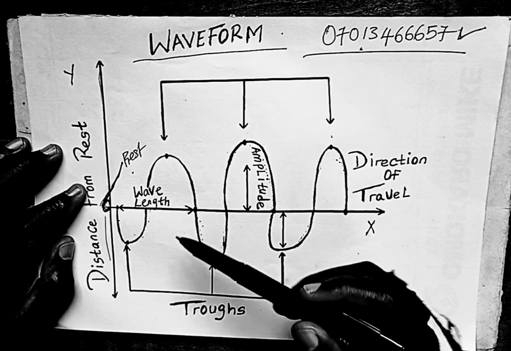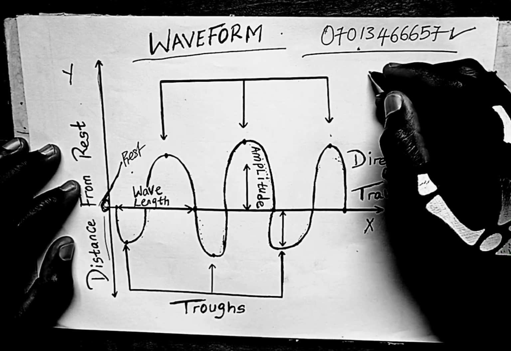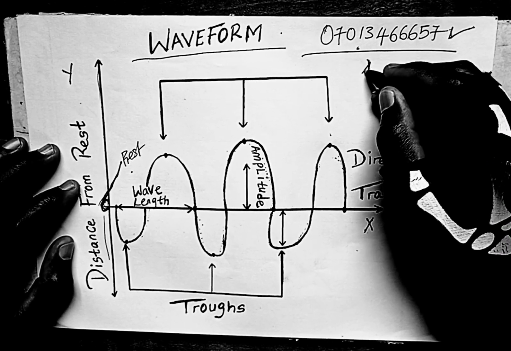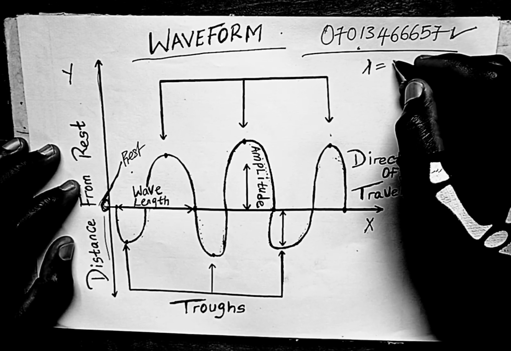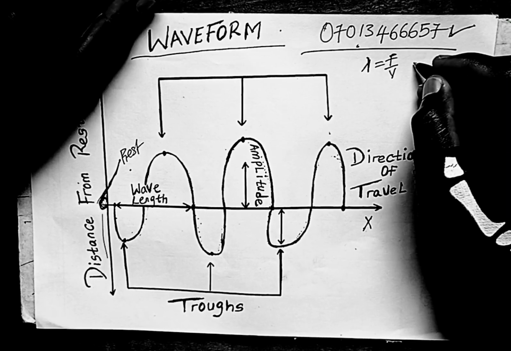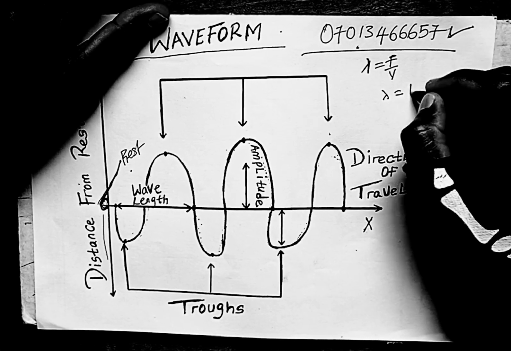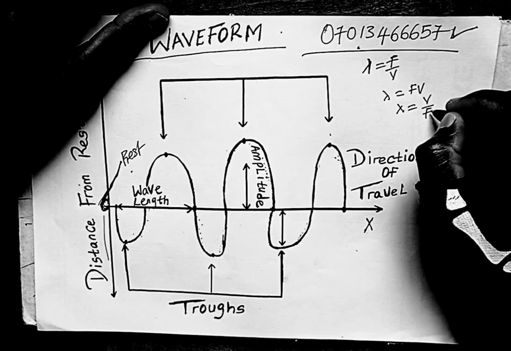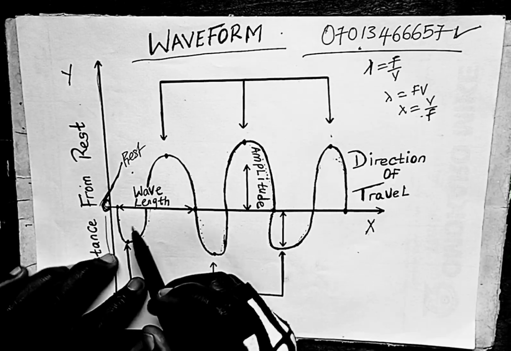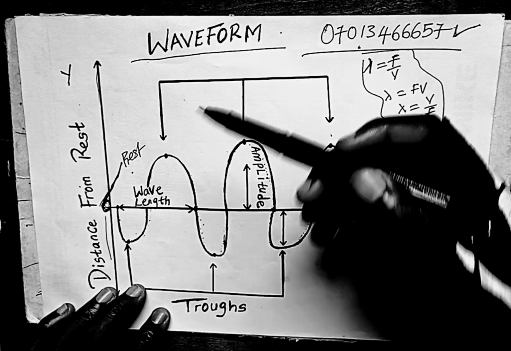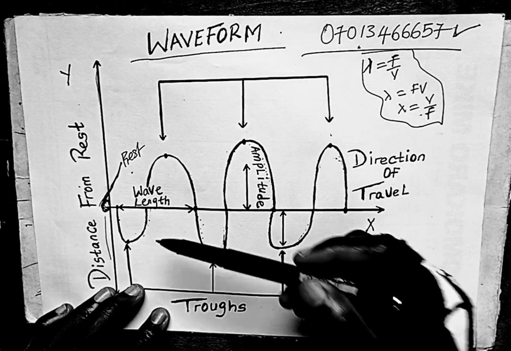The first we have here is knowing what wavelength is. Wavelength, which is lambda. Wavelength lambda is equal to what? Is it frequency over velocity, or wavelength is equal to frequency times velocity, or wavelength is equal to velocity over frequency? What is it? First of all, let's understand the definition of wavelength. Wavelength is the distance between two crests or troughs.